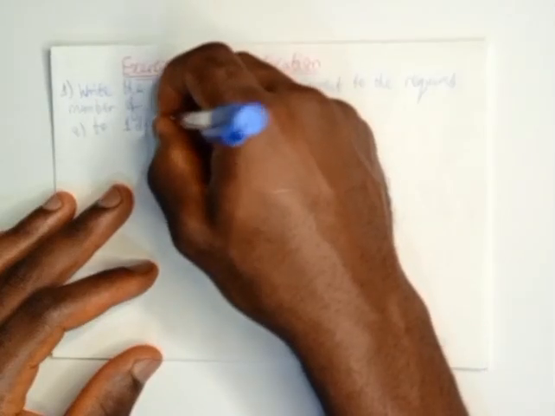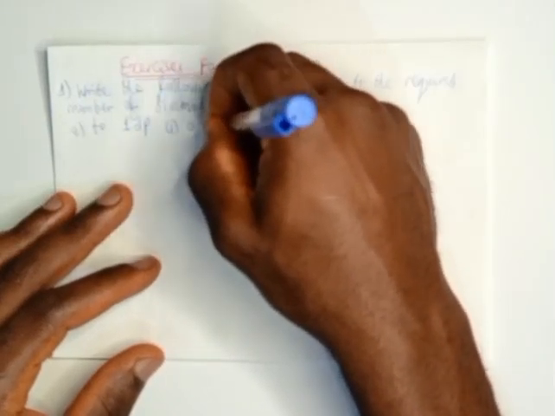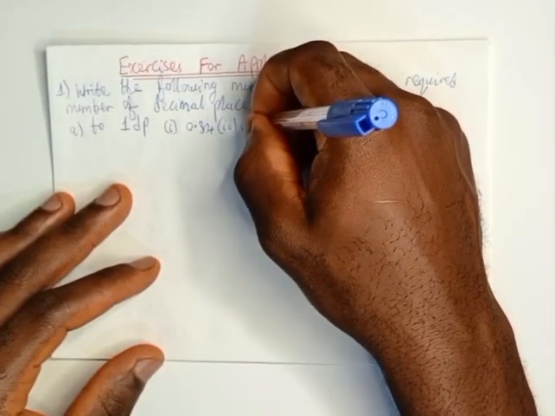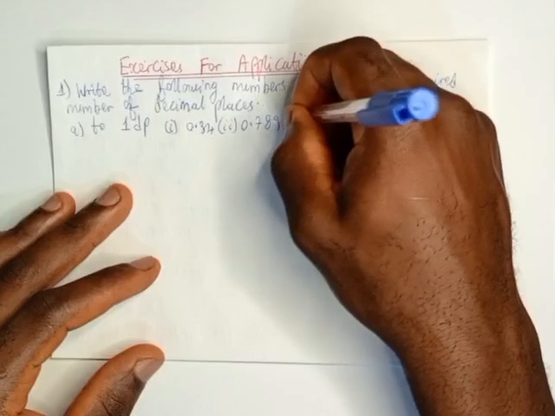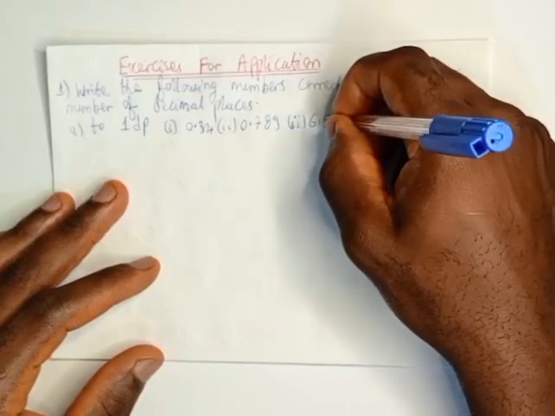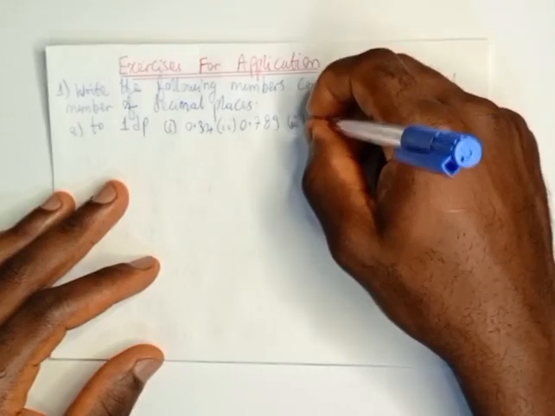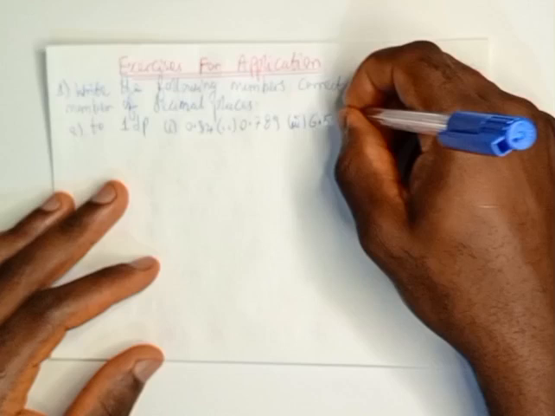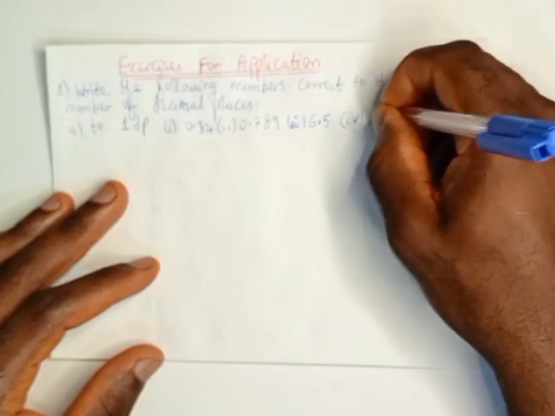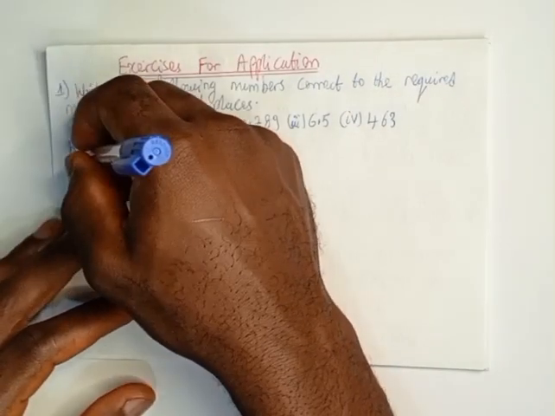A, to one decimal place. We have the numbers of I. We have 0.34. 2I we have 0.789. 3I we have 6.5. For IV we have 463.